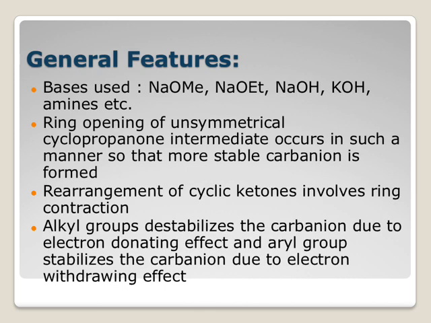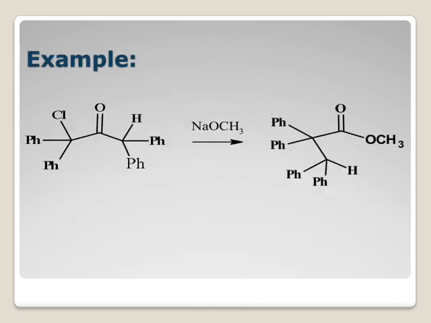So this is the first example. Here I have given you an example of a symmetrical ketone. I can divide this ketone into two identical halves. So these are the two alpha positions, and the base is sodium methoxide. So what will happen? Sodium methoxide will abstract this alpha hydrogen atom, generating a carbanion, and then that carbanion will attack. Here we get this product.